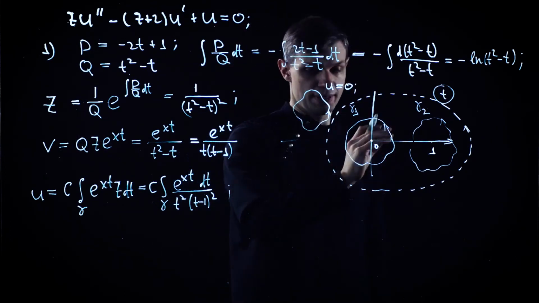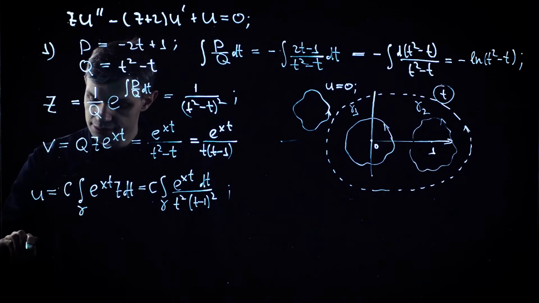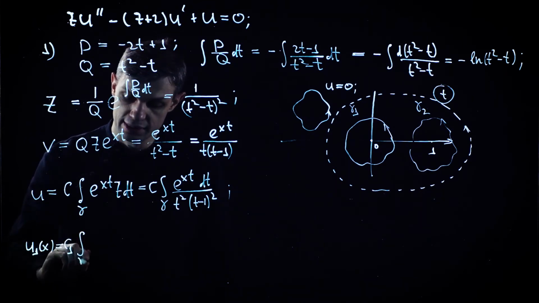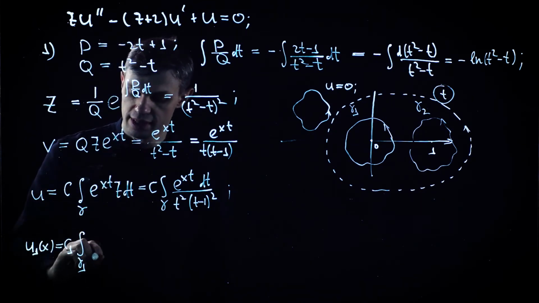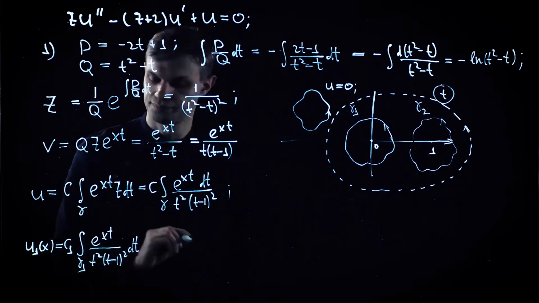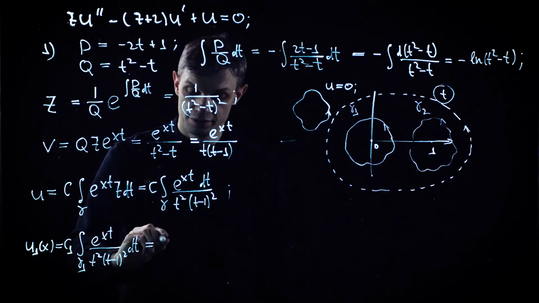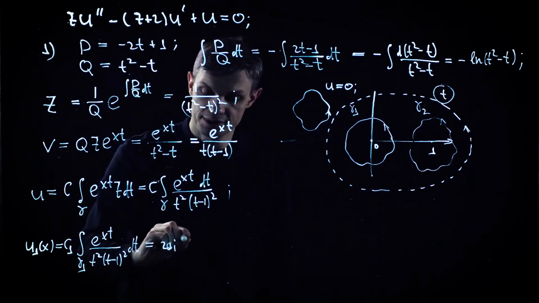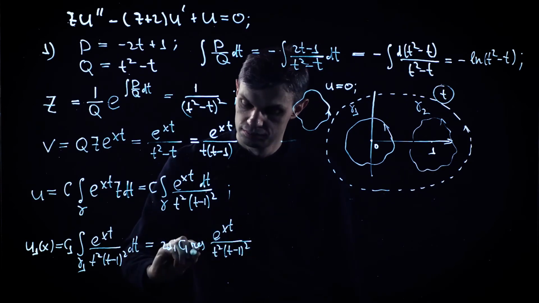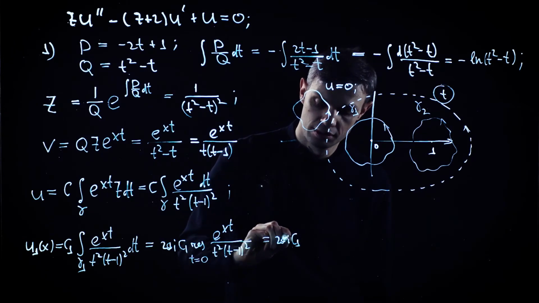Let's compute the first one, the solution defined by the residue at t equal to 0. So u1 of x is equal to some constant c1 times the integral over contour gamma 1. The integral is reduced to the computation of a second order residue at the corresponding pole, which is reduced to a first order derivative.